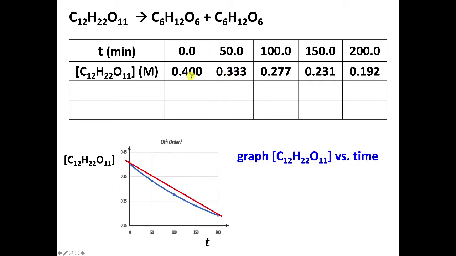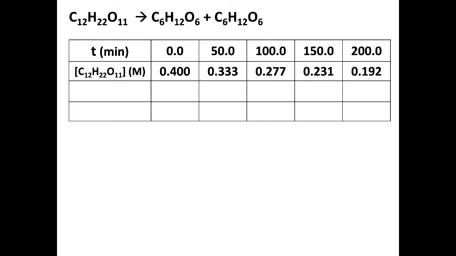And you might notice that this difference compared to the next difference compared to the next difference, those are not constant differences. So you shouldn't expect this to be linear. It looks curved. And if it's curved, that means this is not a 0th order reaction. And that means it's either 1st or 2nd order, and we're going to have to try those.